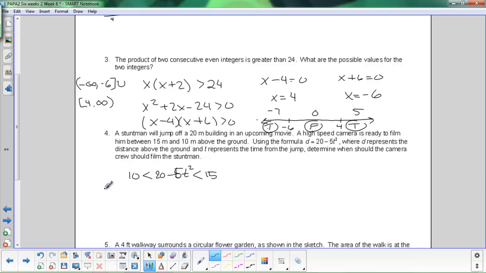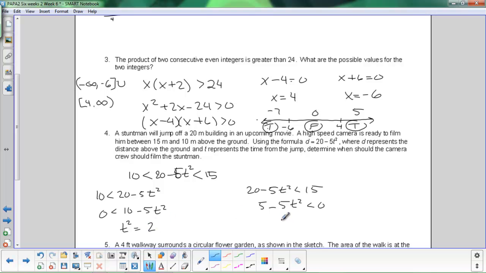You can either solve it this way or, as I prefer, set it up as two different inequalities: 20 minus 5t squared is greater than 10, and 20 minus 5t squared is less than 15. Solving both of these, I'm going to bring the 10 and the 15 to the same side of the equation. So I get 0 less than 10 minus 5t squared, and 5 minus 5t squared is less than 0. So in this case, t squared equals 2, and in this case, t squared equals 1. Then I square root both sides, and I get 1 and the square root of 2.